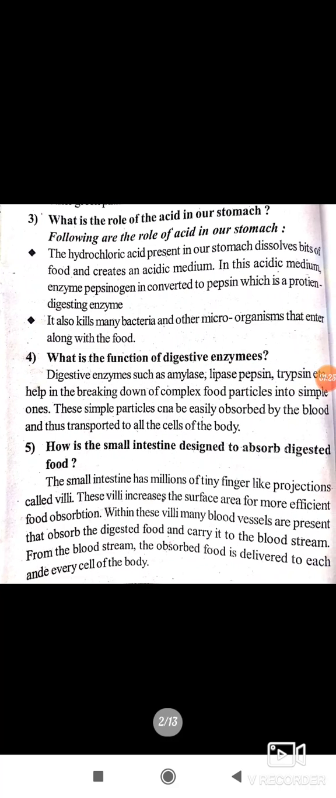Here, heterotrophs means animals which depend on others for food; this is called heterotrophic nutrition.